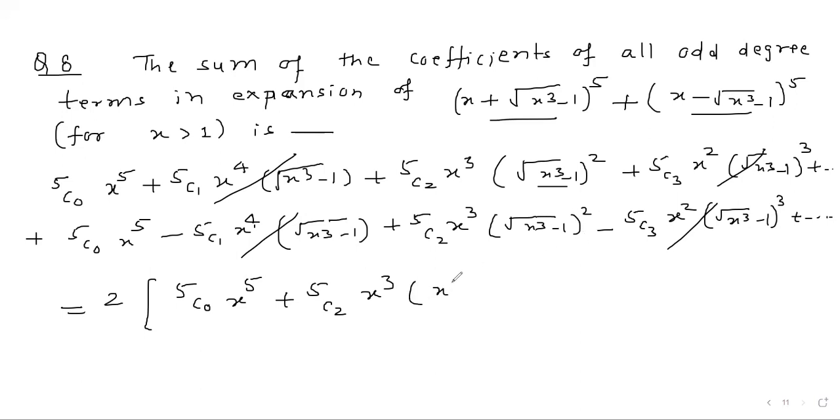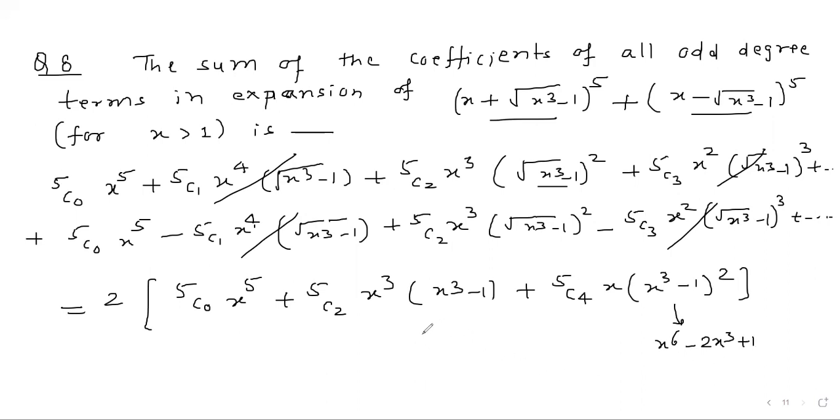this will become x cube minus 1 square root. So the square root will get cancelled. Then 5C4 x times this will become (x cube minus 1) whole square. Now, if we expand this term, we will get x power 6 minus 2x cube plus 1.